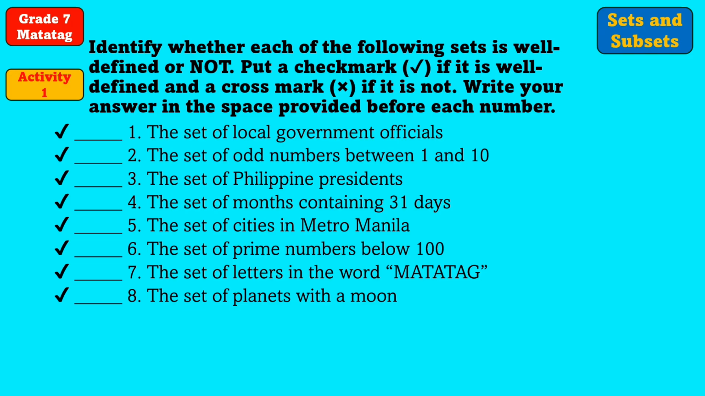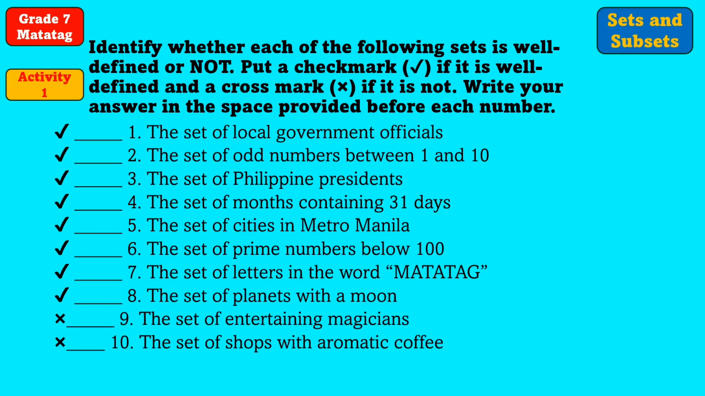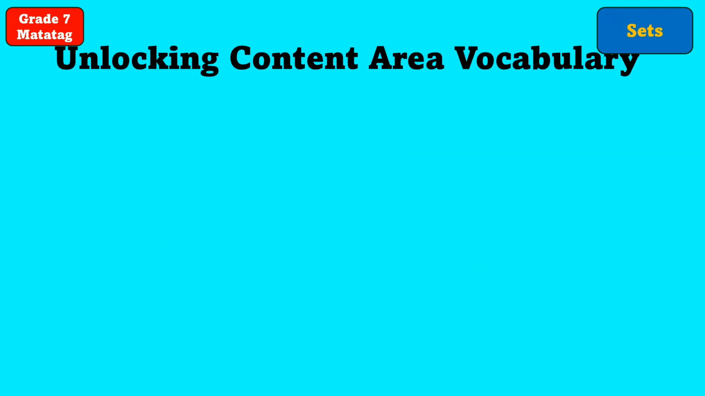These items in number 1 to 8 are facts, while 9 and 10 are not well defined. The set of entertaining magicians, this is very subjective. A magician might not be entertaining to you, or for some, they are very entertaining. Set of shops with aromatic coffee. So we have different tastes. Okay, so let's proceed.